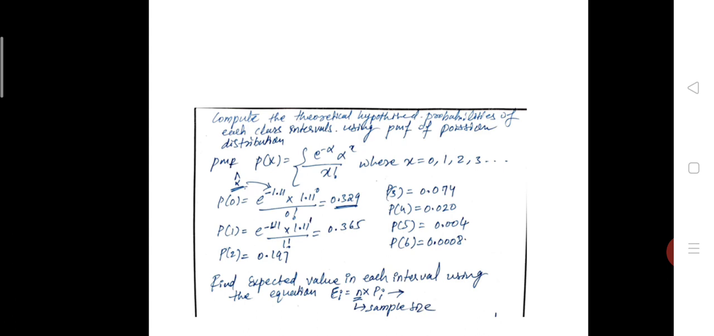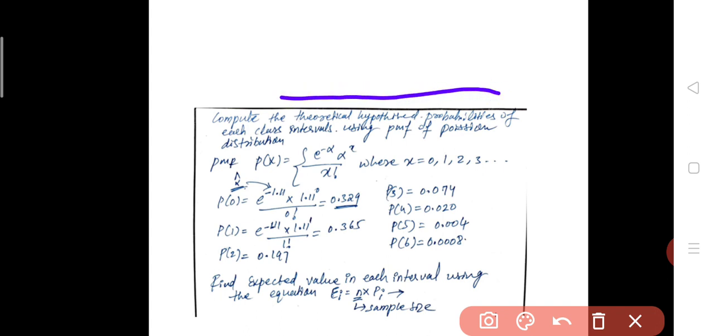After finding the parameter estimator value, the next step is to compute the theoretical hypothesized probability. The theoretical hypothesized probability for the Poisson distribution is computed using the PMF of the Poisson distribution, given by P of x equal to e raised to minus alpha, alpha raised to x, divided by x factorial, where x is 0, 1, 2, 3, and so on up to k. Here k is the number of intervals.